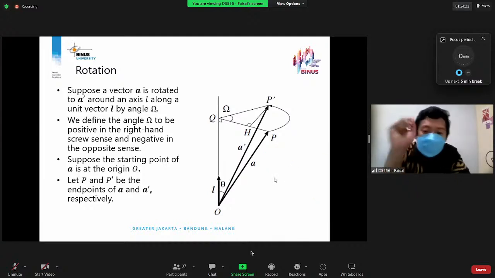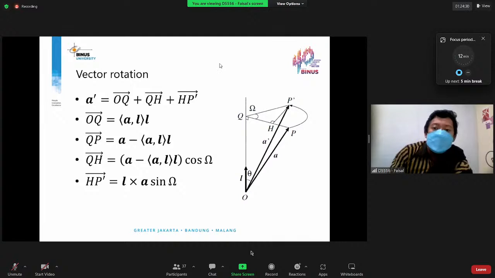So how do we find the result of the rotation? A vector rotation we now compute using vectors and the inner product. If we look at A', the rotated vector with endpoint P', A' is the sum of three vectors.